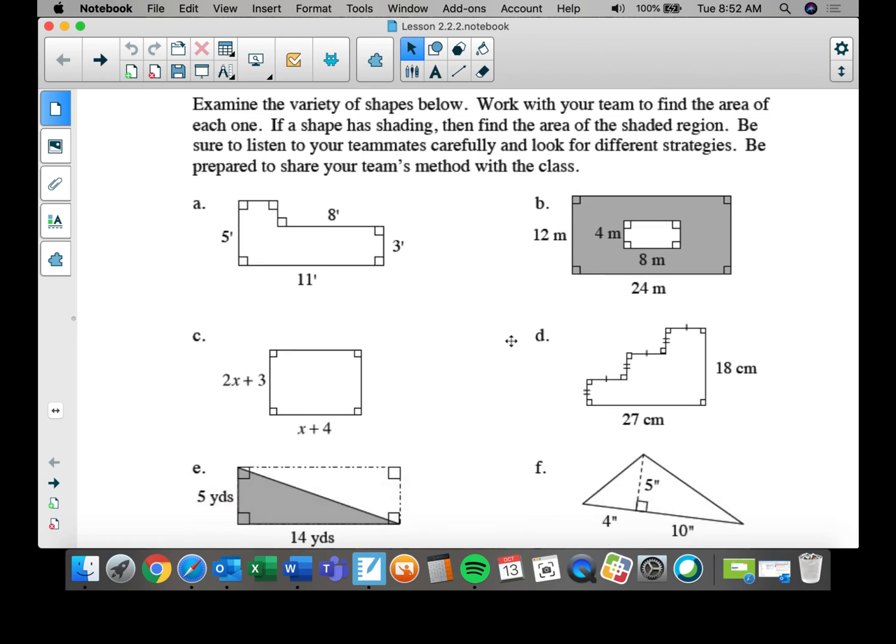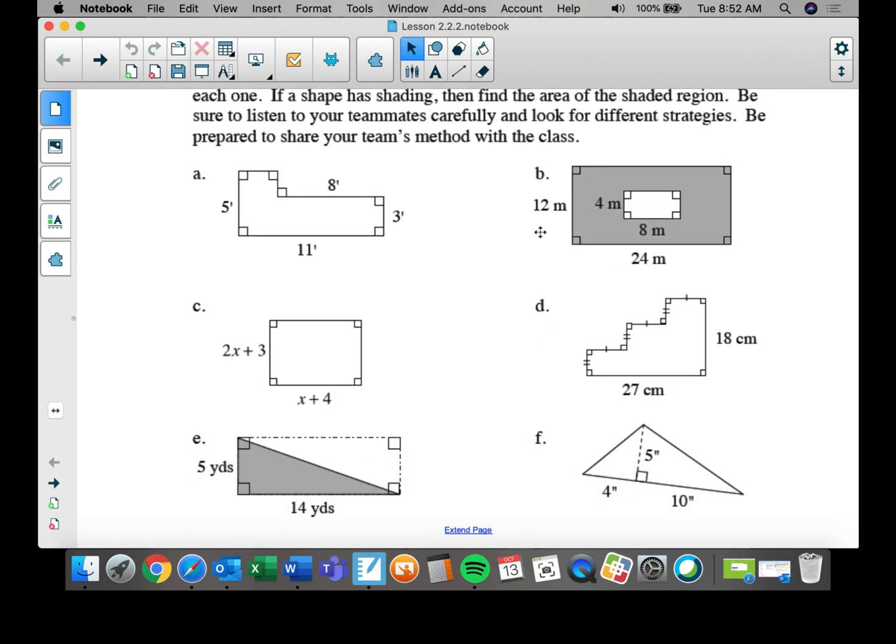What I want you to do is try to find the area of these 6 different shapes. You can sketch them, and show your work of how you get the area of each shape. Some of them are nice, some of them are not so nice. In part B, find the area of just the shaded part. Same thing in part E, just the area of the shaded triangle. Otherwise, find the area of everything else, like this L shape here. This one's an algebraic rectangle, so we'll see if you remember how to do that.